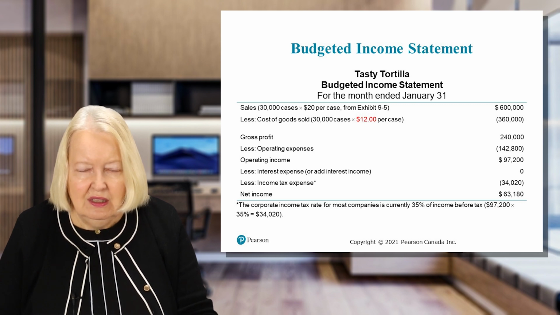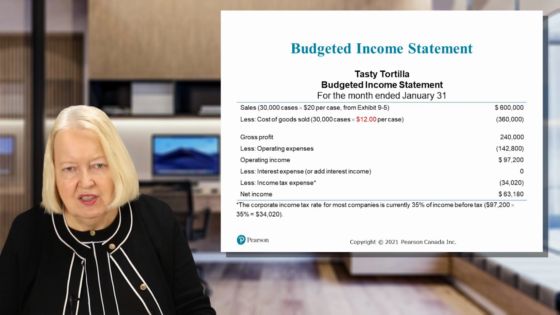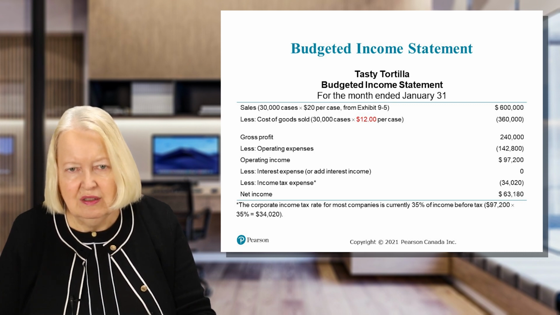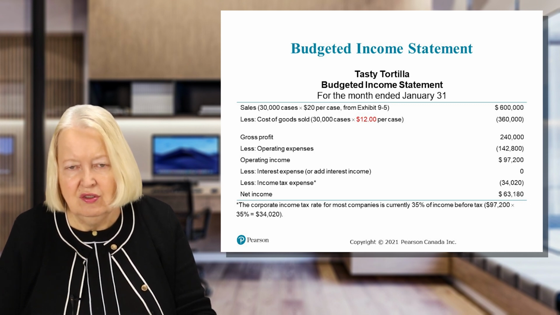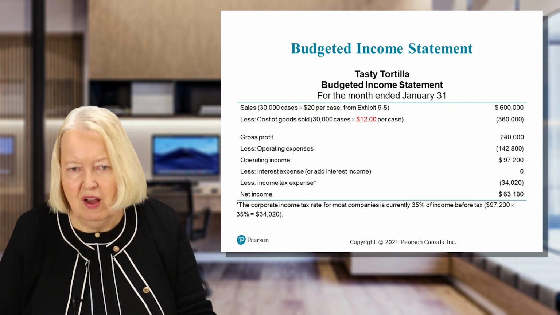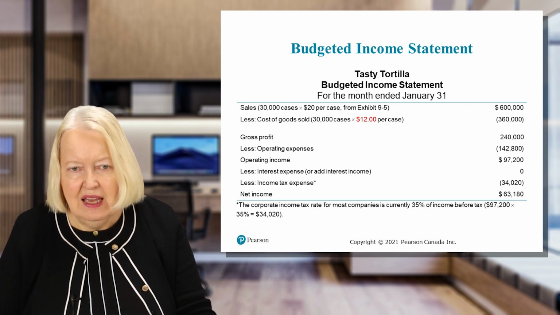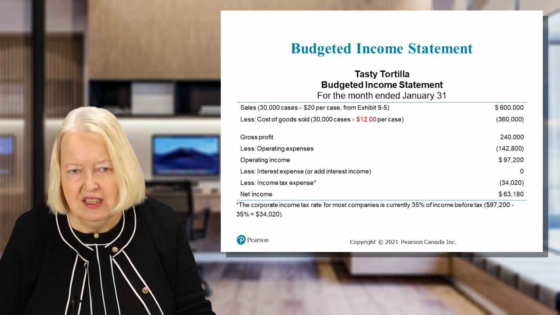So the final step in this particular process is to do your budgeted income statement. Here you want to identify your total sales. We know it's 30,000 units, and you're selling them for $20 a unit, so $600,000. Cost of goods sold, we've just calculated to be $12 a case. And then from here you get your gross profit, your $600,000 less your $360,000.